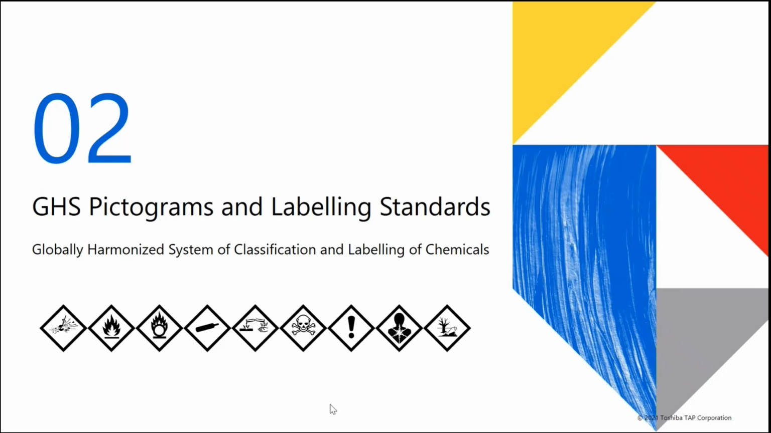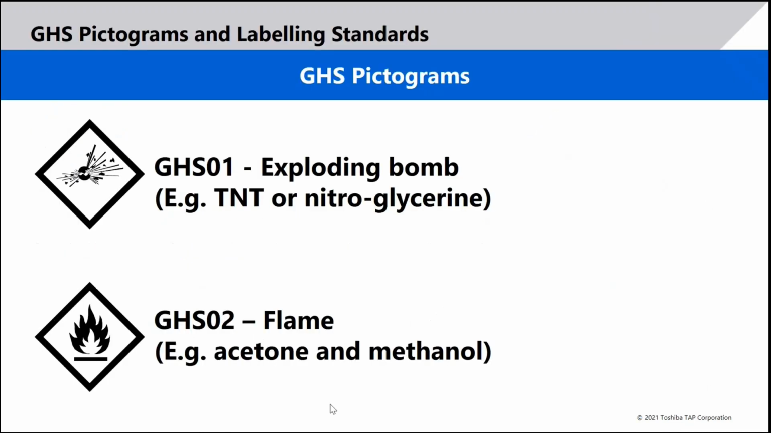So, the GHS pictograms and labeling standards. What are the actual pictograms and labeling standards? There are 3 different types of hazard pictograms: physical hazards, health hazards, and environmental hazards. Then there are pictograms that are for both physical and health hazards, for example, flammable gases. But we're going to talk about them individually and take them through with you.